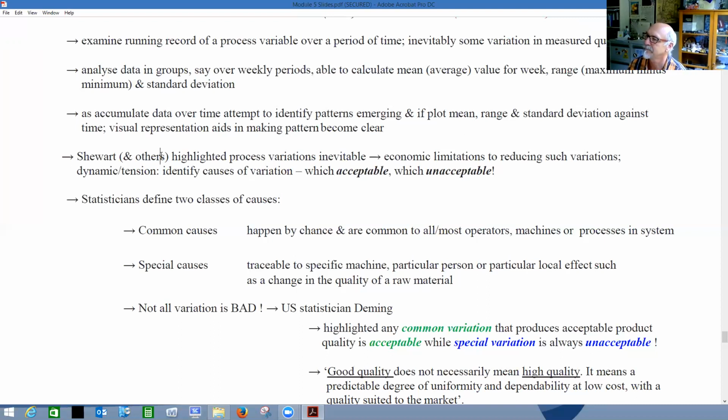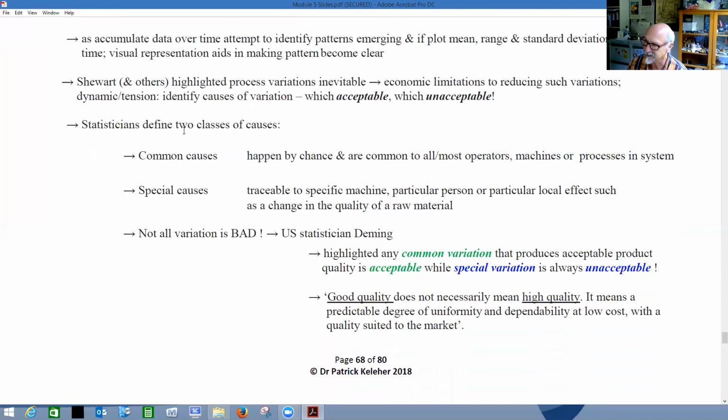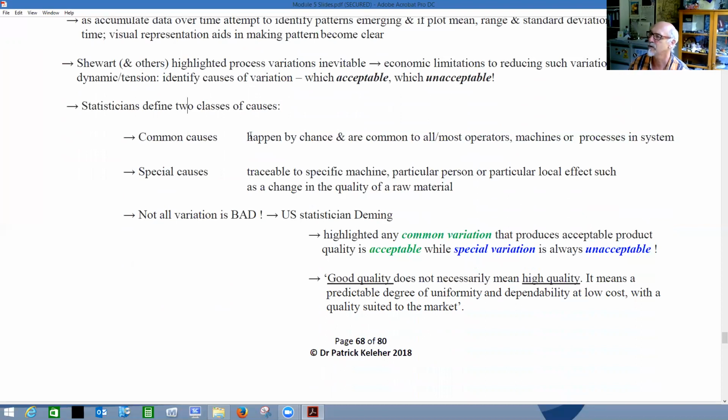So, from a statistical point of view, you can talk about common causes. They happen by chance and are common to all or most operators, machines, or processes. So it's inbuilt. It's common in the context that it's expected that that's going to happen. If you've got particular machinery, of course it always overheats, or that's the way. If I've got a conveyor belt, of course the bearing is going to run down. Of course, the actual conveyor belts themselves are going to wear down.